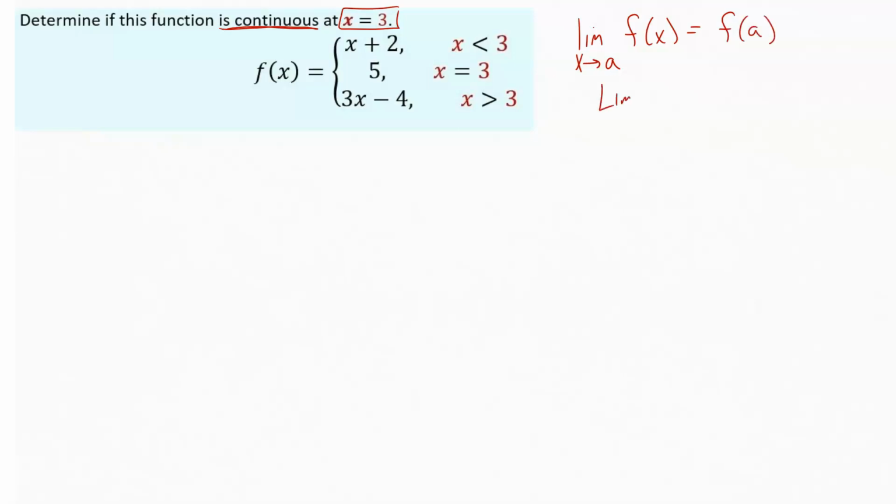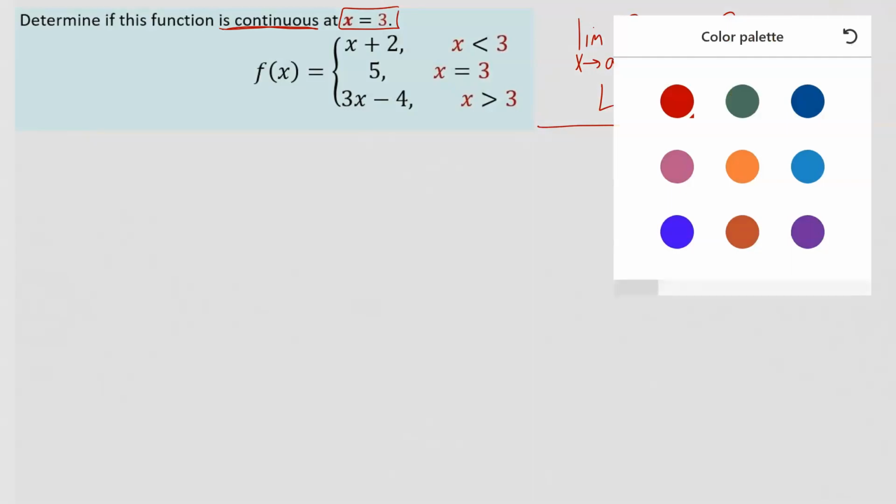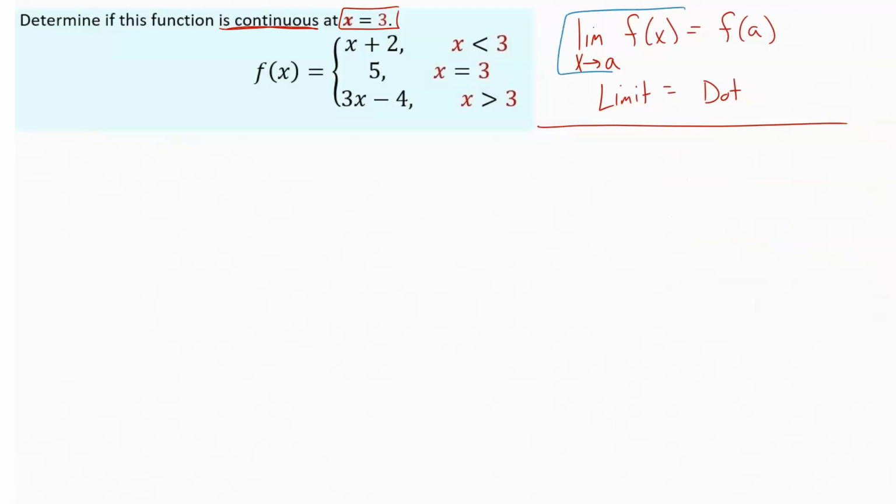What I always say is, does the limit equal the dot? Does the limit value equal the y value at that same point? So I always start off by doing the limit portion of this. So we're looking to find the limit side here. To do this, we would want the overall limit as x approaches our value of 3 that they gave us of f of x.